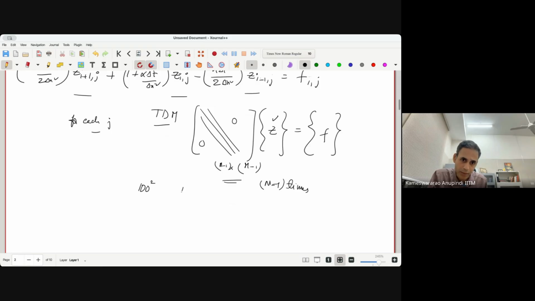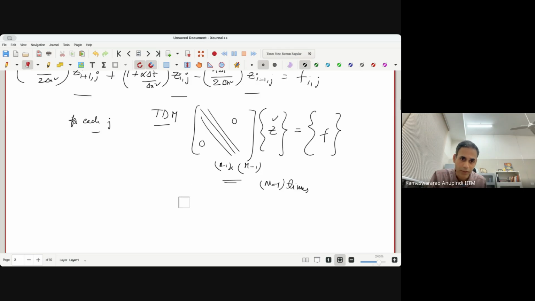Okay, fine. That means you have to do 100 square, that means 10 power 4 equations only we have to solve. Of course, we have to solve it 100 times. So that's going to be only in millions, right? It's going to be only 10 power 6, not 10 power 8. So it is 100 times lesser, computationally less demanding than the previous case.